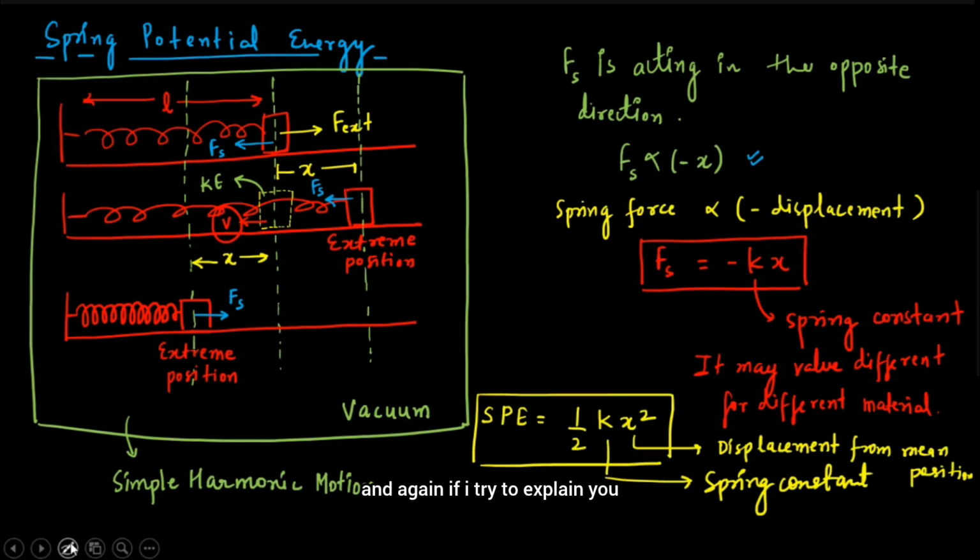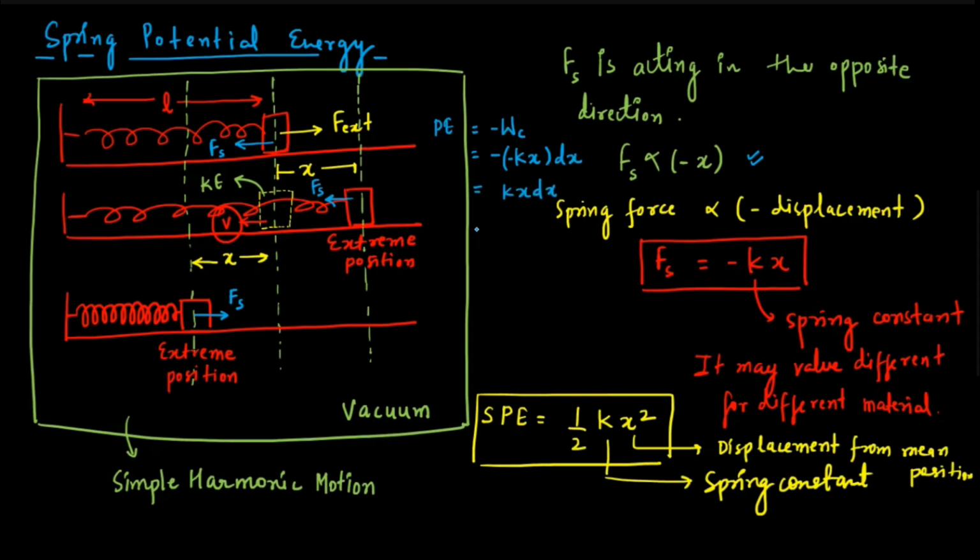And again, if I try to explain how we got this relation, as I told you, potential energy is nothing but the negative of work done by a conservative force. In this case, the conservative force is the spring force, which is negative of kx, and the displacement is going to be dx. Once we solve this equation, we get this. Now we integrate this from 0 to x, and this gives us spring potential energy as half kx square. So this is how we got this, by using the definition of potential energy only.